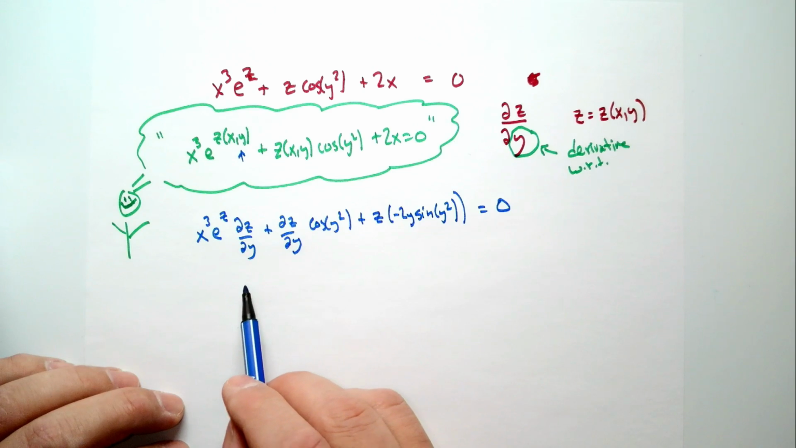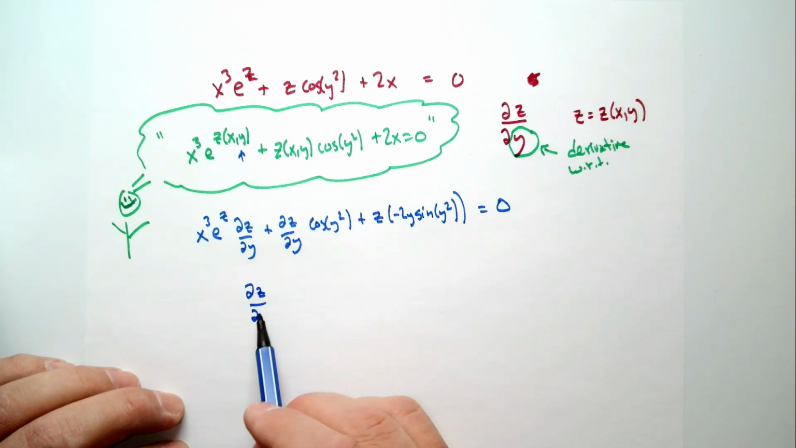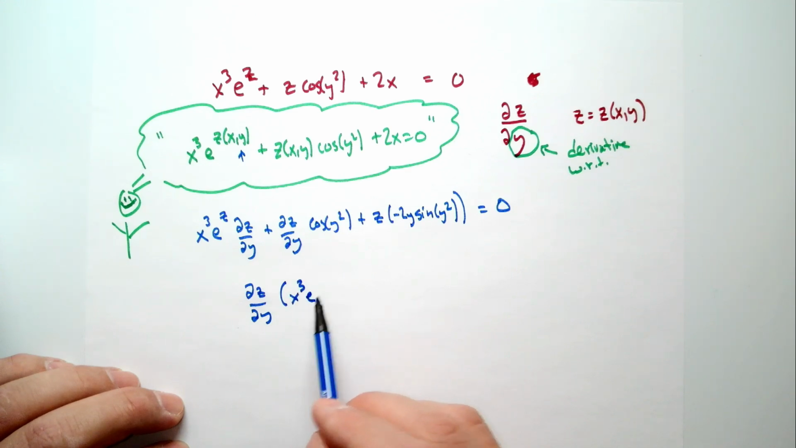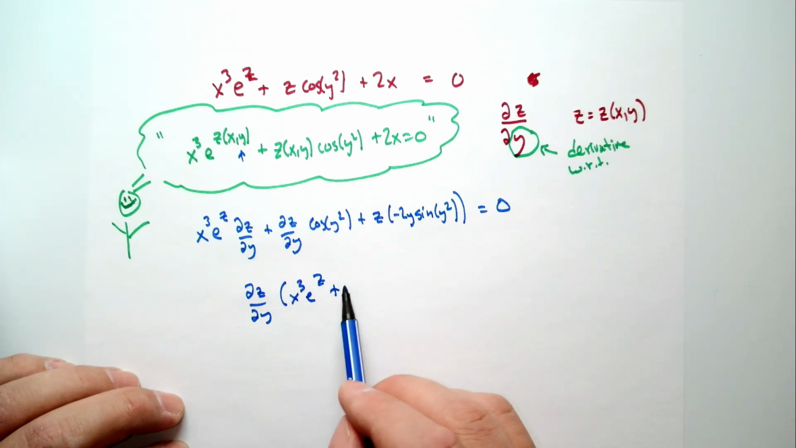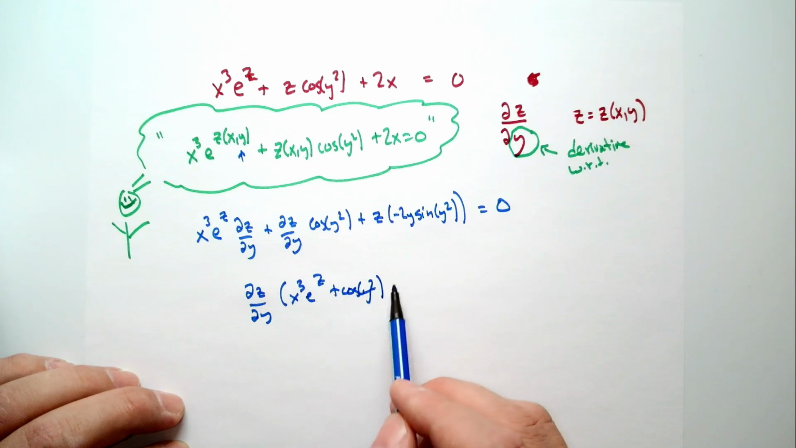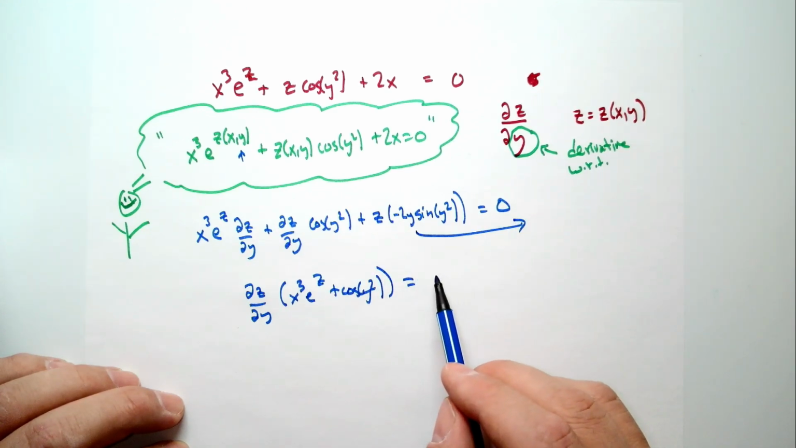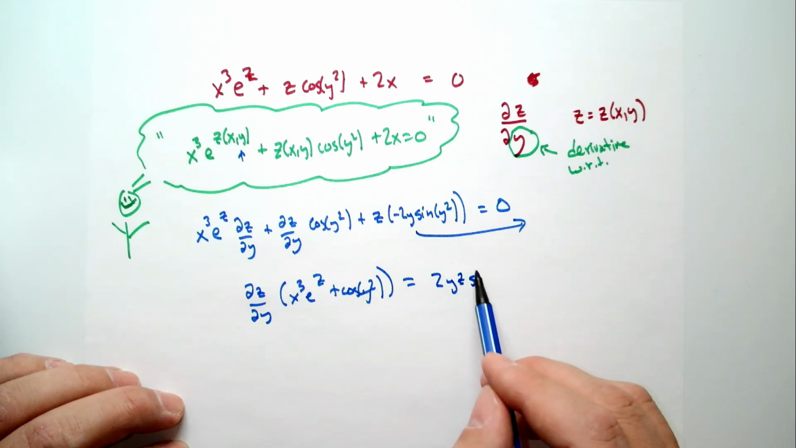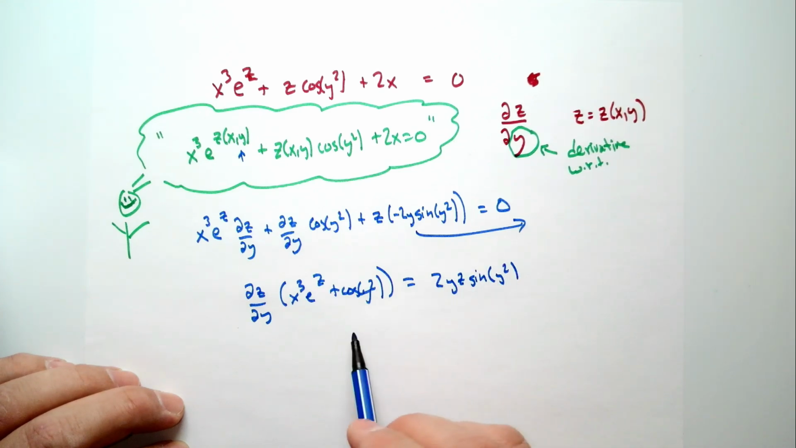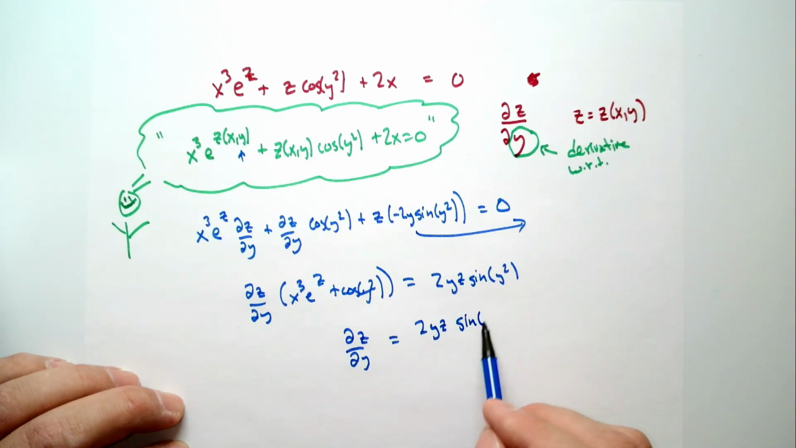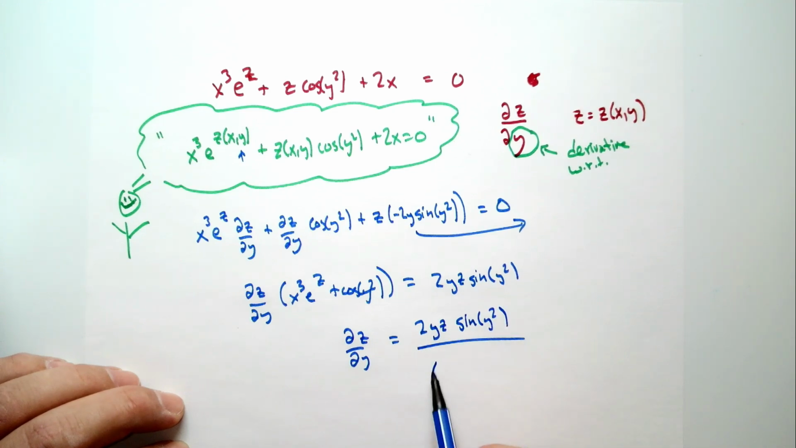Now, from here, all that's left is you say, let's take all the terms with the partial z, partial y, and we factor that out. That's x cubed e to the z plus cosine of y squared. And then everything without a partial z, partial y, you move to the other side. So you get 2yz sine of y squared. And finally, you divide through, and you get your answer. Full points. On to the next one.